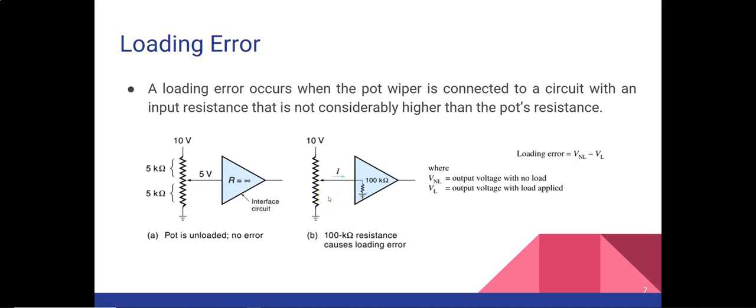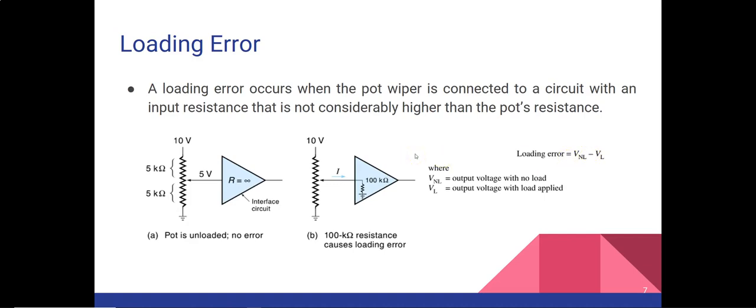Whereas in the second circuit, we see that a 100 kilo ohm resistance is attached, which is causing a loading error. Some amount of current will flow into this resistance path, and you know that current tries to follow a low resistance path. So this is the low resistance path it might get, and it would like to go to the ground from here, and that will create a loading error. This loading error can be given by the formula VNL minus VL, where VNL is the output voltage with no load, and VL is the output voltage with load applied.